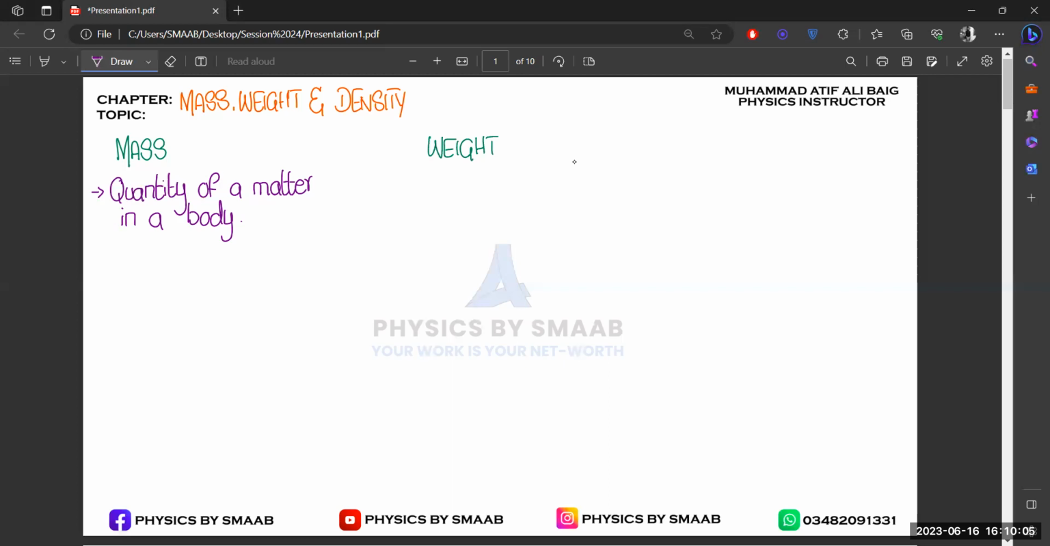So basically, we know that on our Earth there is a gravitational pull, or a gravitational force, because every planet has its own gravitational strength or gravitational force, which attracts any other body which is on the surface of the planet.